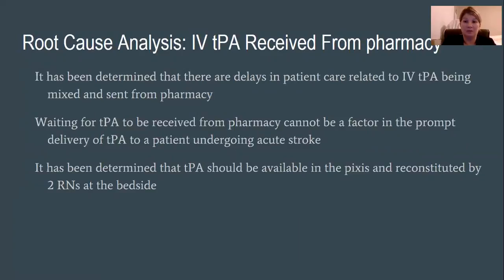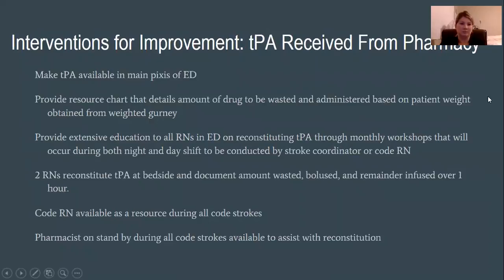The last intervention that I evaluated is IV-TPA being received from pharmacy. Now, this was proving to be quite a problem. It was determined that there are delays in patient care related to IV-TPA being mixed and sent from the pharmacy. Waiting for TPA to be received from pharmacy can't be a factor in administering TPA. There shouldn't be delays because we don't have the medication. So it was determined that TPA should be available in the Pyxis and reconstituted by 2 RNs at the bedside. So we'll talk about the implementation of those interventions.